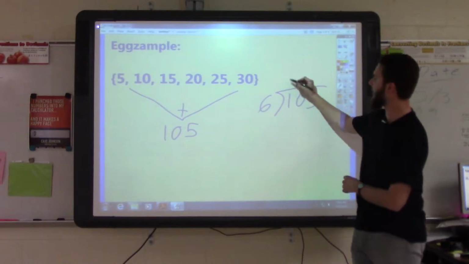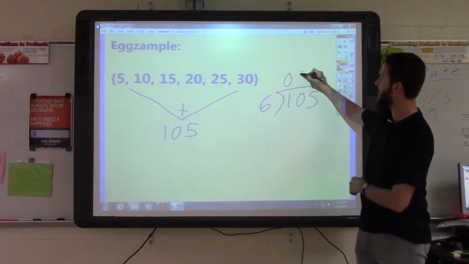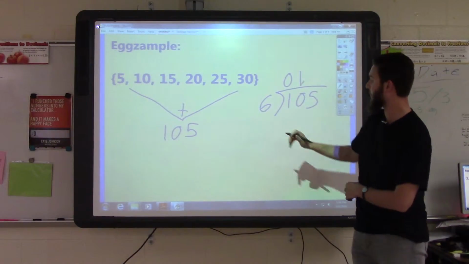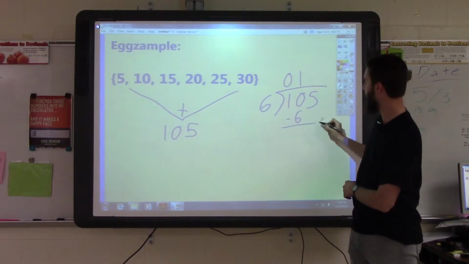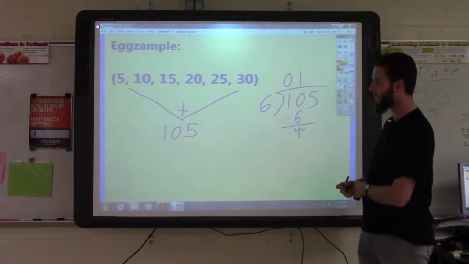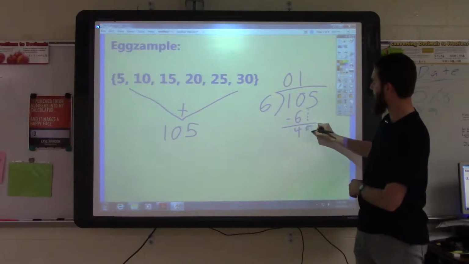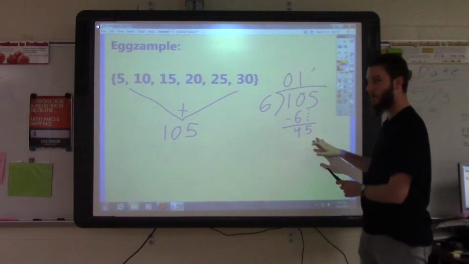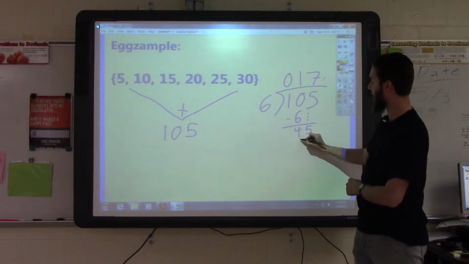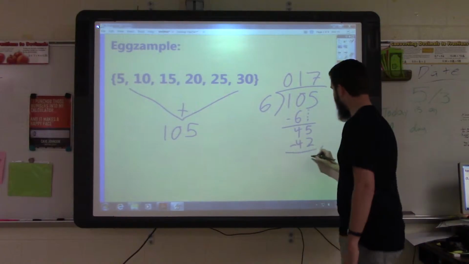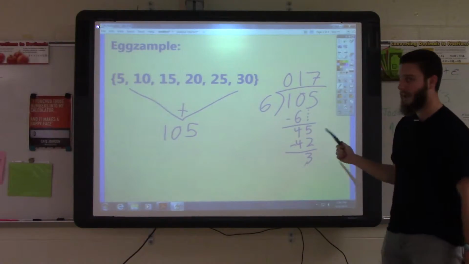6 goes into 1, it doesn't. 6 goes into 10 one time. 1 times 6 gives me 6. Going to subtract that. That gives me 4. Carry down my 5 gives me 45. 6 goes into 45 7 times. That's going to give me 42. Subtract that gives me 3. But we can't stop here.